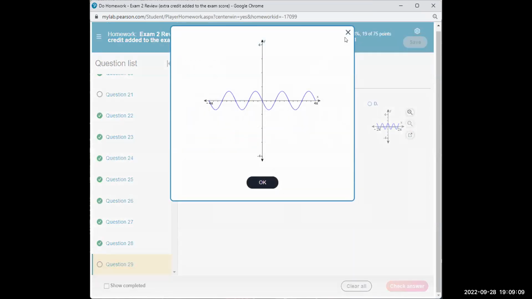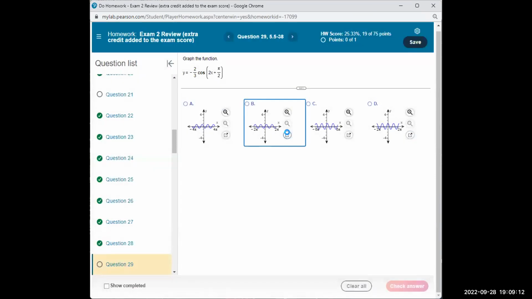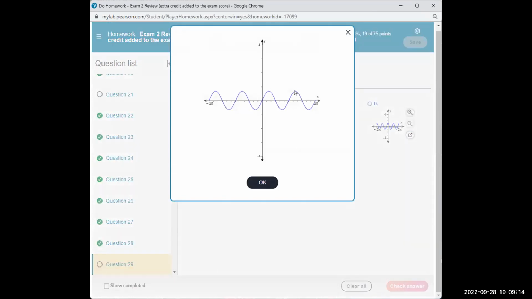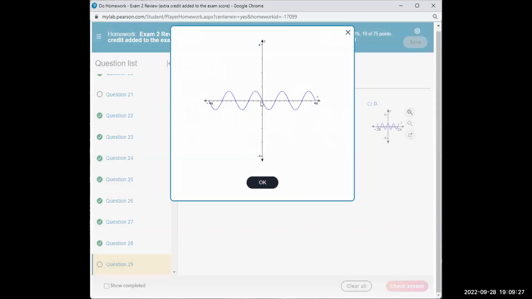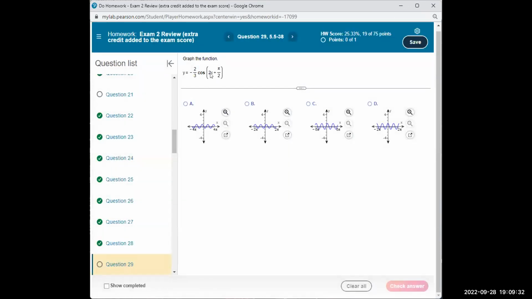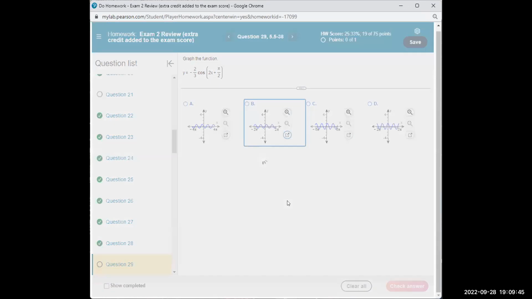Yes, this has an amplitude of 2/3. And this has an amplitude of 2/3. But notice that A and B have different periods. It looks like the period of this one here is 2 pi. And notice that if you take your period of cosine and divide by this constant 2, the new period is 2 pi divided by 2. So that's going to be pi. And that is exactly what we have here.